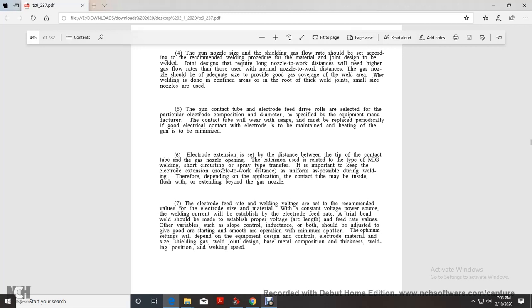The electrode feed rate and welding voltage are set to the recommended values for the electrode size and material with a constant voltage power source. So the welding current will be established by the electrode feed rate. A trial bead shall be made with the established proper voltage, arc length, and feed rate values.